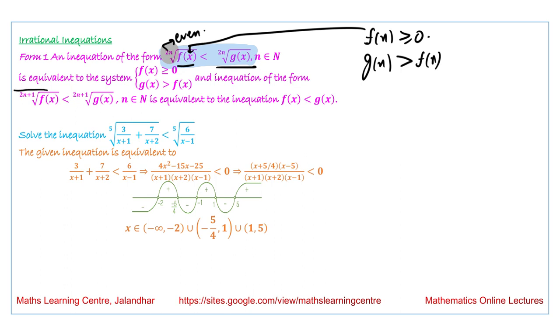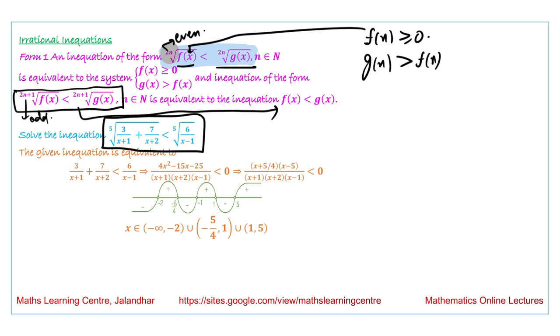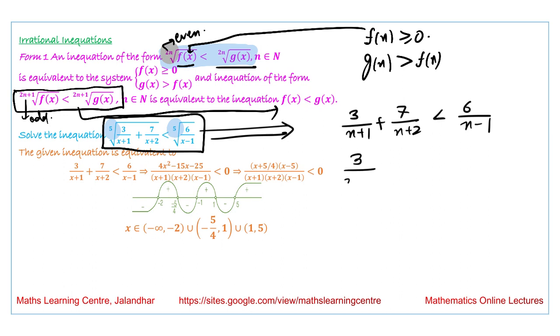And if the root we have is odd, then this system is equivalent to f(x) is less than g(x). So if suppose we have to solve this problem, clearly over here the powers we have, this power is 5, this power is 5, so both the powers are odd powers. So we will obtain that this system is equivalent to 3 by x plus 1 plus 7 by x plus 2 is less than 6 by x minus 1.